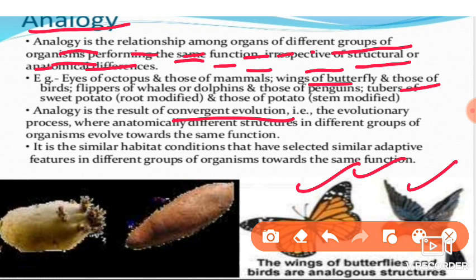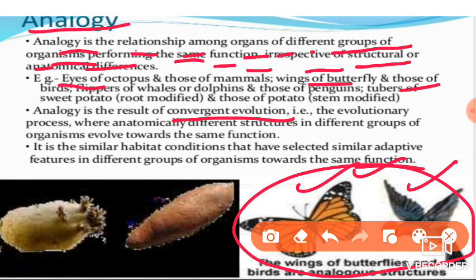What is the main function? The main function is flying. For flying purposes these two are using their wings. These are all analogous organs. In homologous organs, structurally they are the same, but functionally they are different. But here structurally they are totally different, but functionally they are the same.